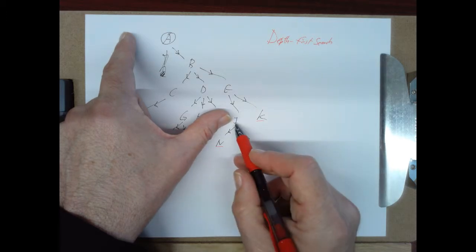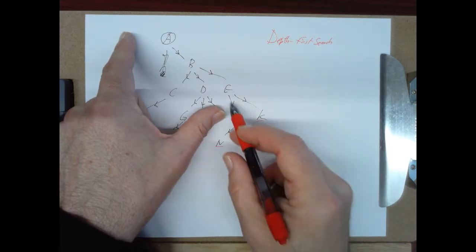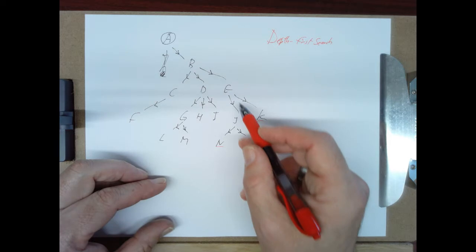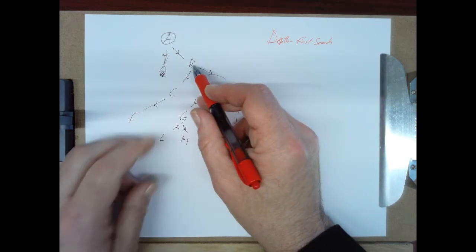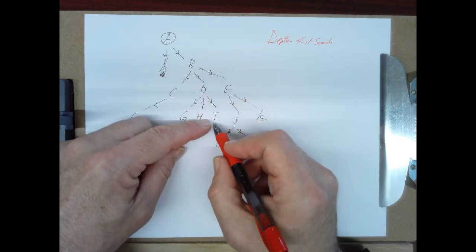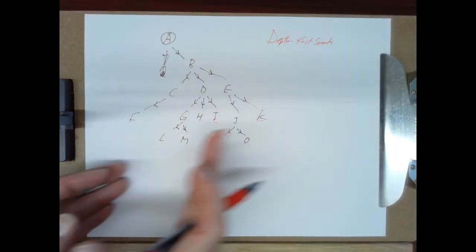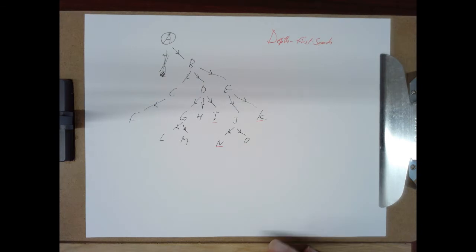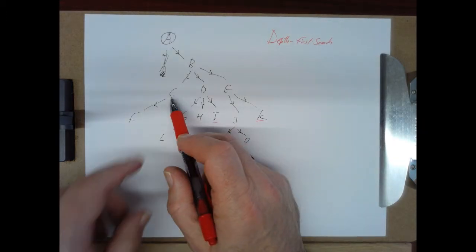We come back to J. There's nowhere else we could have gone. Let's go back to E. There's nowhere else we could have gone. Let's go back to B. Hey, we could have gone down a different way. Instead of going here, we could have gone down to D and then down to I. And so it's visiting these terminal points that are very deep before it visits the ones that are less deep. For example, it's not going to come back to C until it's gone through all of this stuff.